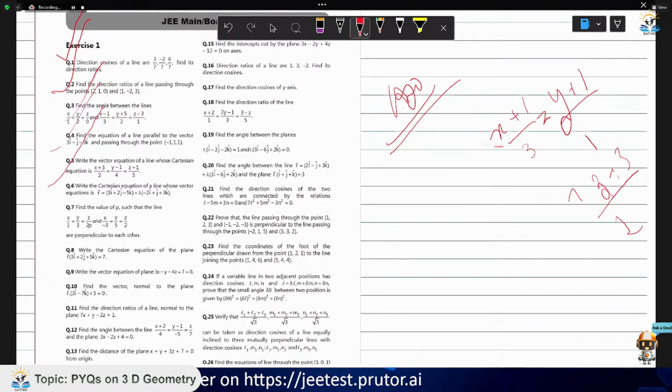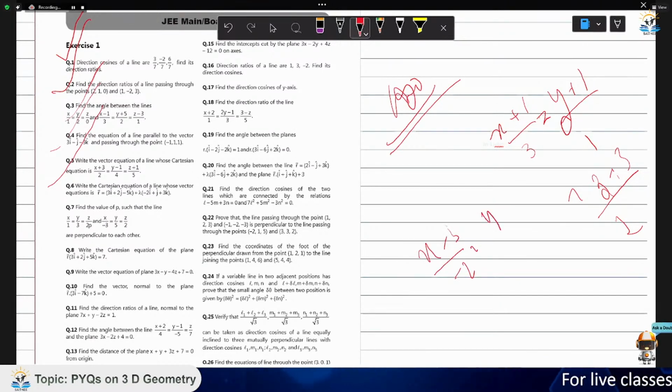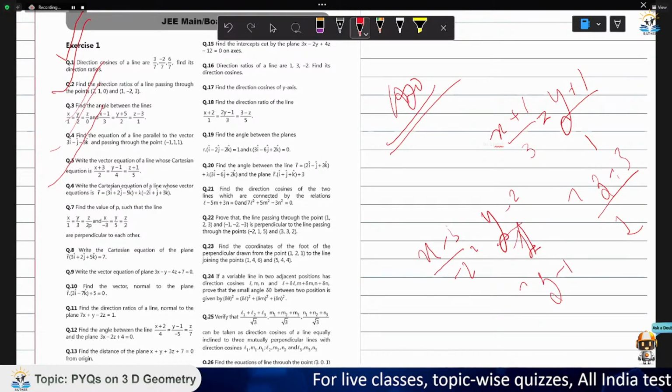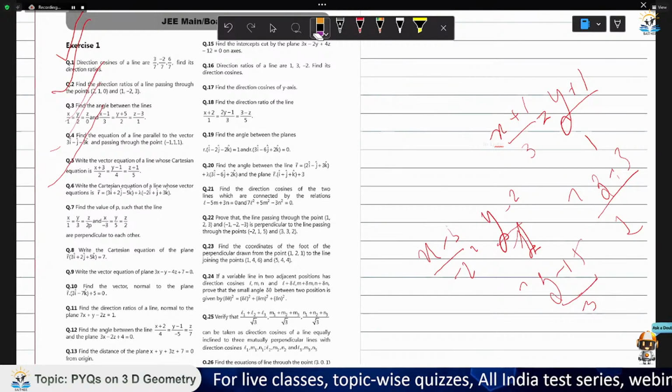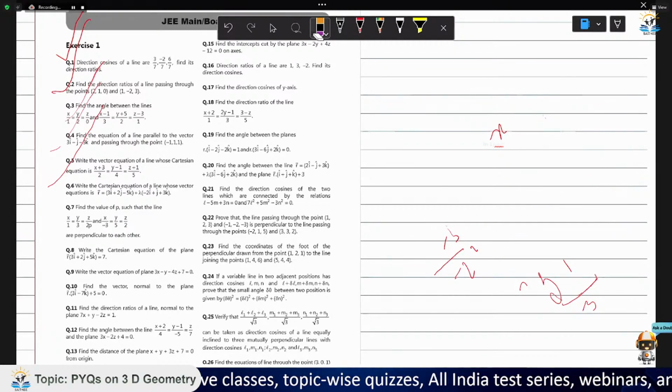Now moving to the sixth question. What does the sixth question say? Write the Cartesian equation of a line whose vectors are these and this. So very easy to solve again. What do we have? (x minus 3)/(minus 2) should be equal to (y minus 2)/1 should be equal to z. It is by 1, not 2, by 1. And then (z plus 5)/3. This is what the equations look like.